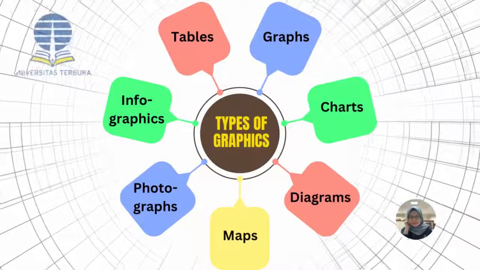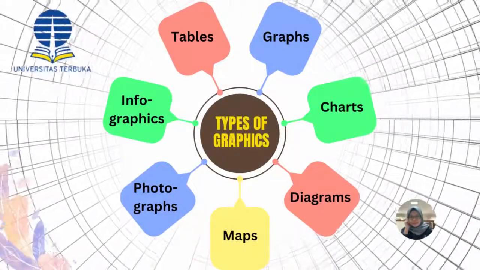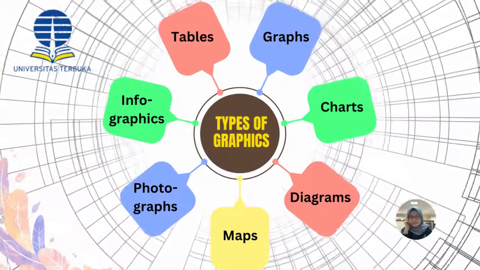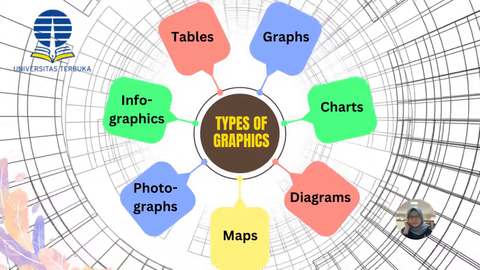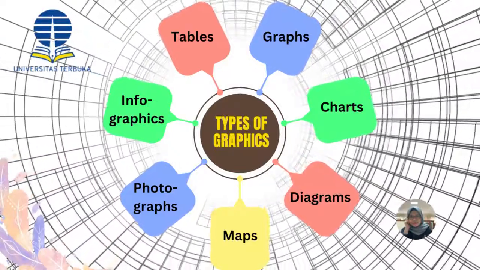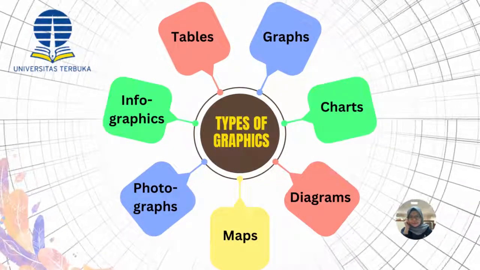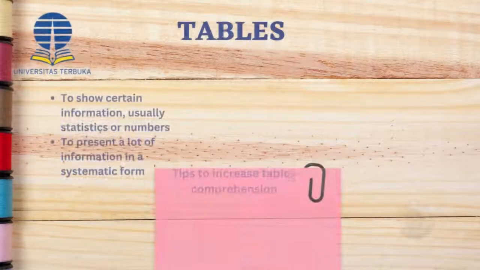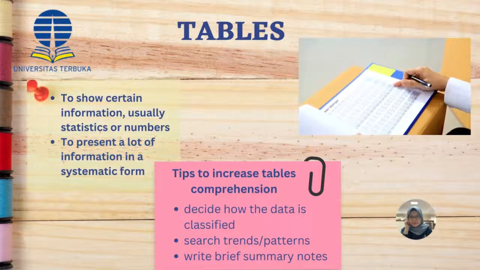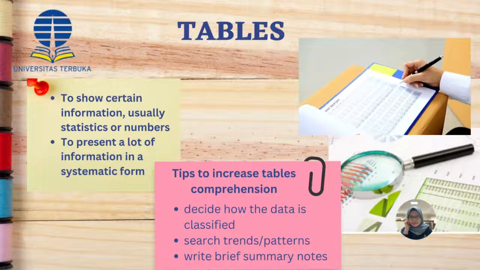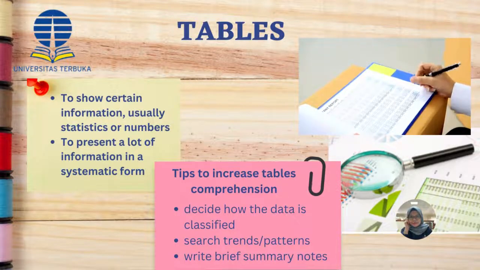There are many types of visual aids that are made to achieve particular purposes and explain a specific relationship. The types of graphics which will be discussed are tables, graphs, charts, diagrams, maps, photographs, and infographics. A table is used to show certain information, usually statistics or numbers. The purpose of tables is to present a lot of information in a systematic form.